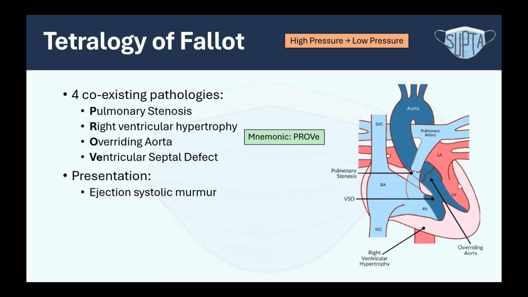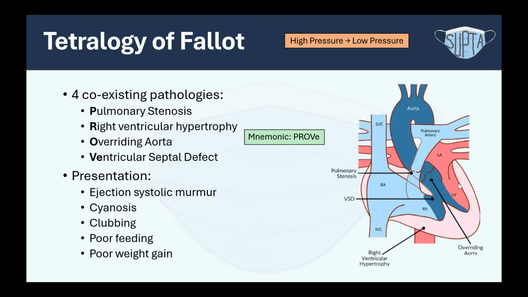Firstly, you may see an ejection systolic murmur. This is because of the turbulence caused by the pulmonary stenosis, and this is often best heard over the left upper sternal border. You also see cyanosis, so a bluish tinge due to deoxygenated blood being circulated. You may see clubbing of the nails, which is commonly associated with hypoxemia. Hand in hand with that is poor feeding and poor weight gain.